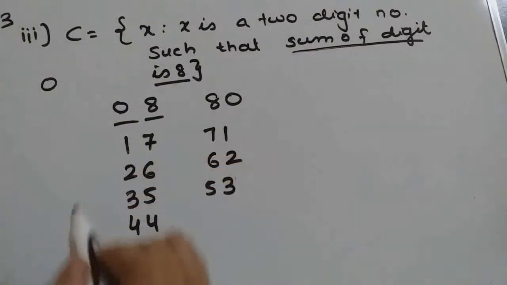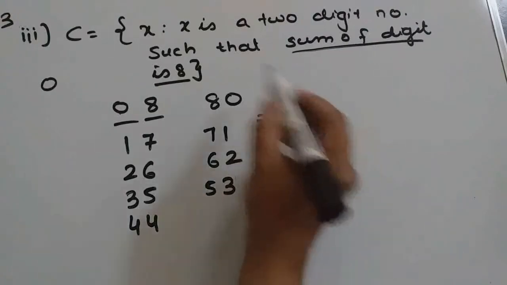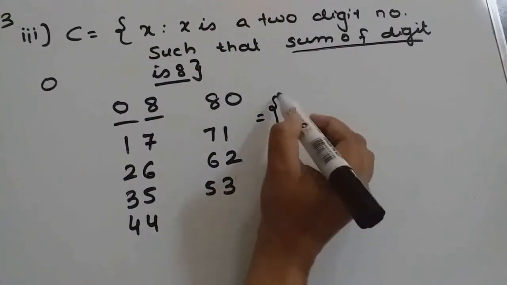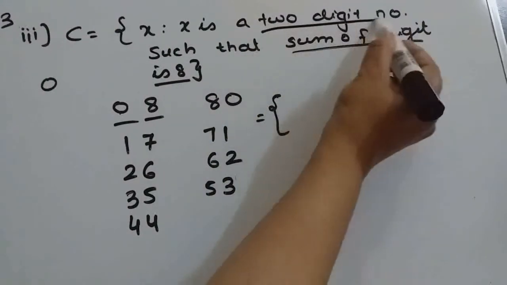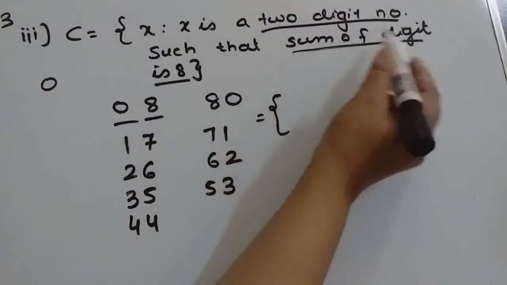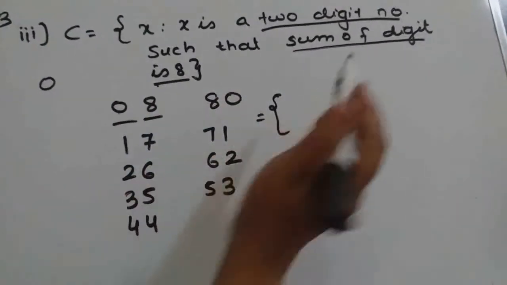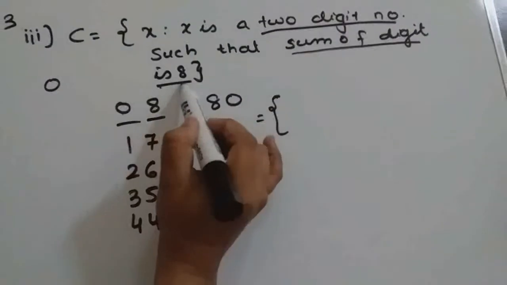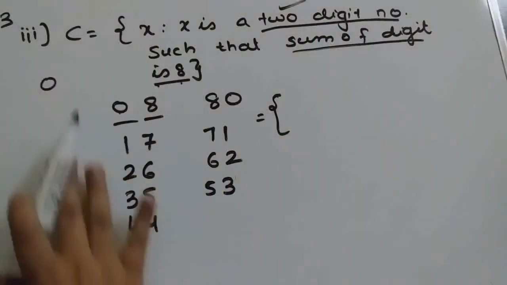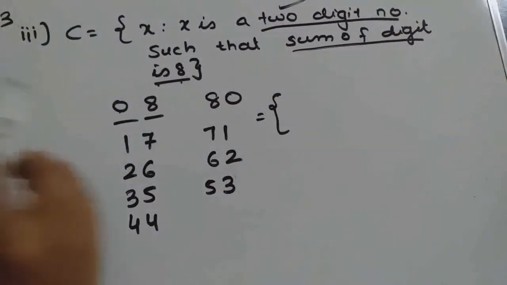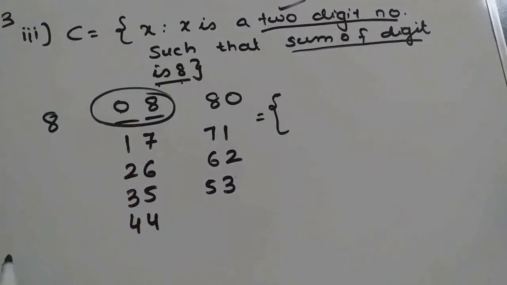Now these numbers will repeat. So what can we write here? C is the set in which all elements will be 2-digit numbers and the sum of digits is 8. So here we got the list of the numbers which have sum of digits as 8. Now we have to search for 2-digit numbers. All the numbers are 2-digit numbers except this one, isn't it? Because this is single digit 8.